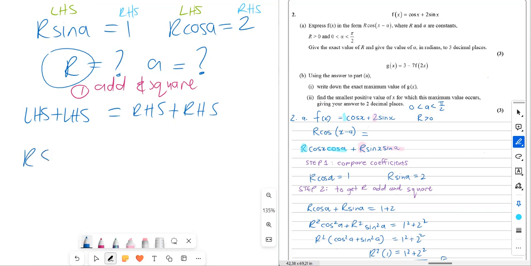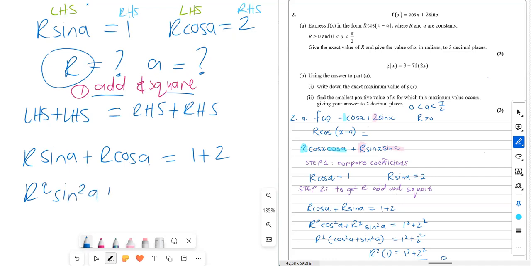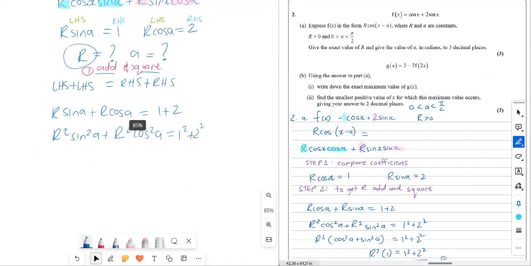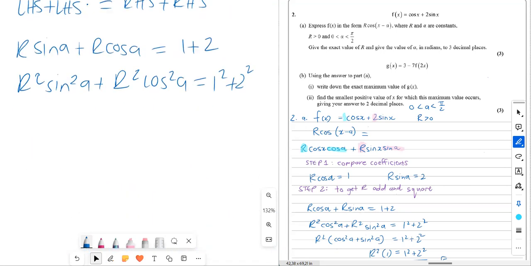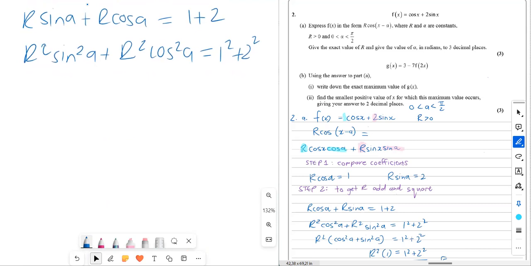So we end up with R sine A plus R cos A equals 1 plus 2. Now we've added, now we square. So it's R squared sine squared A plus R squared cos squared A equals 1 squared plus 2 squared. So we've added and squared, and now we want to just isolate R.